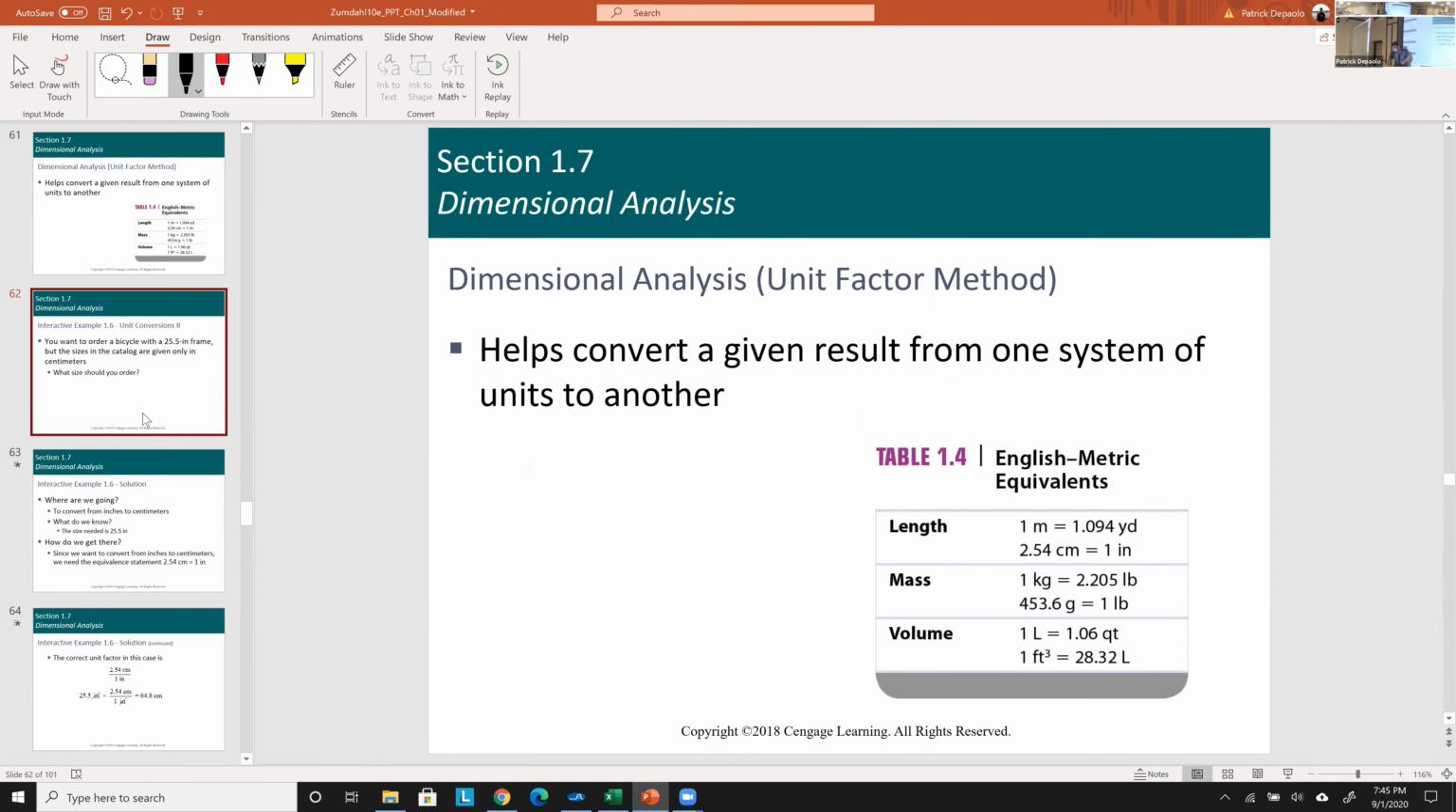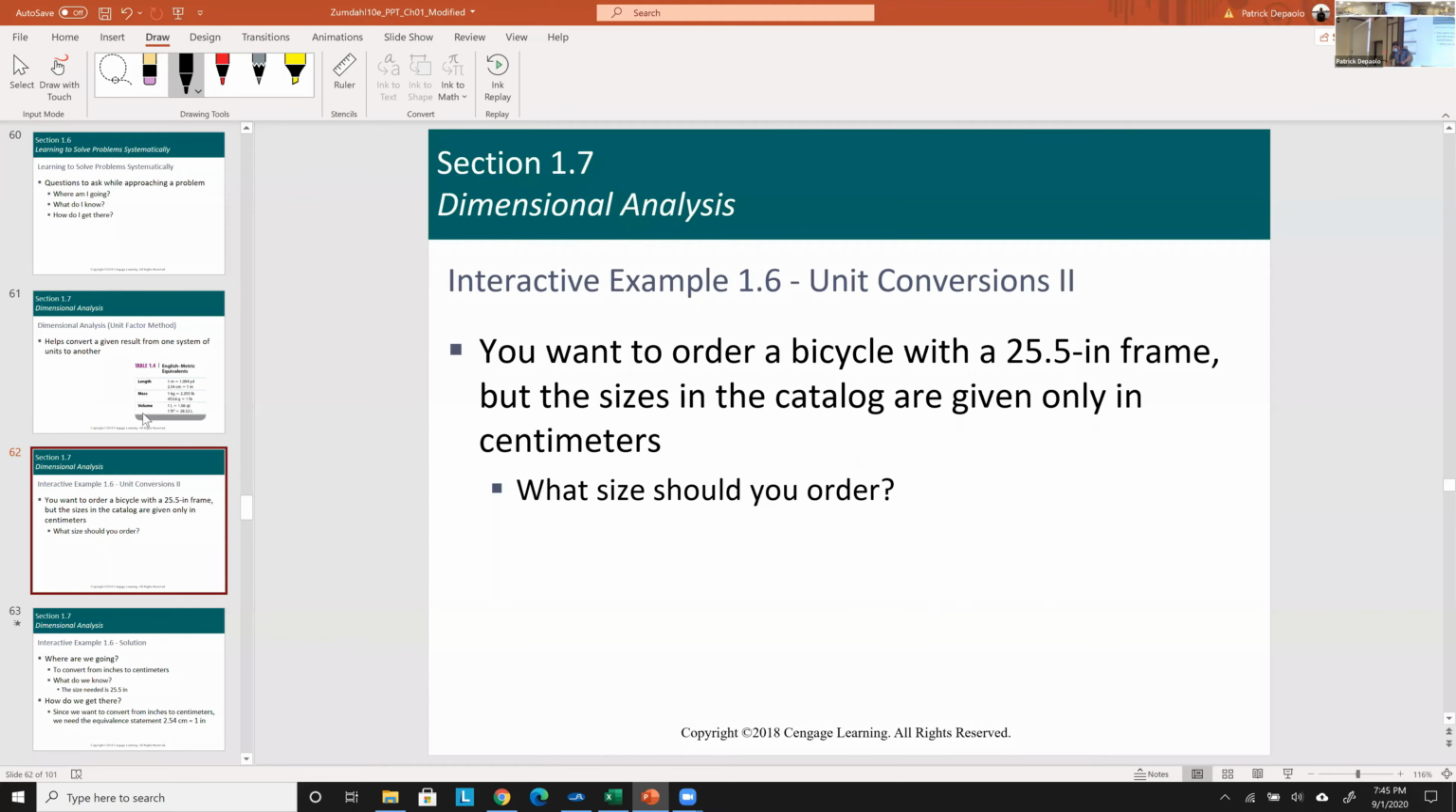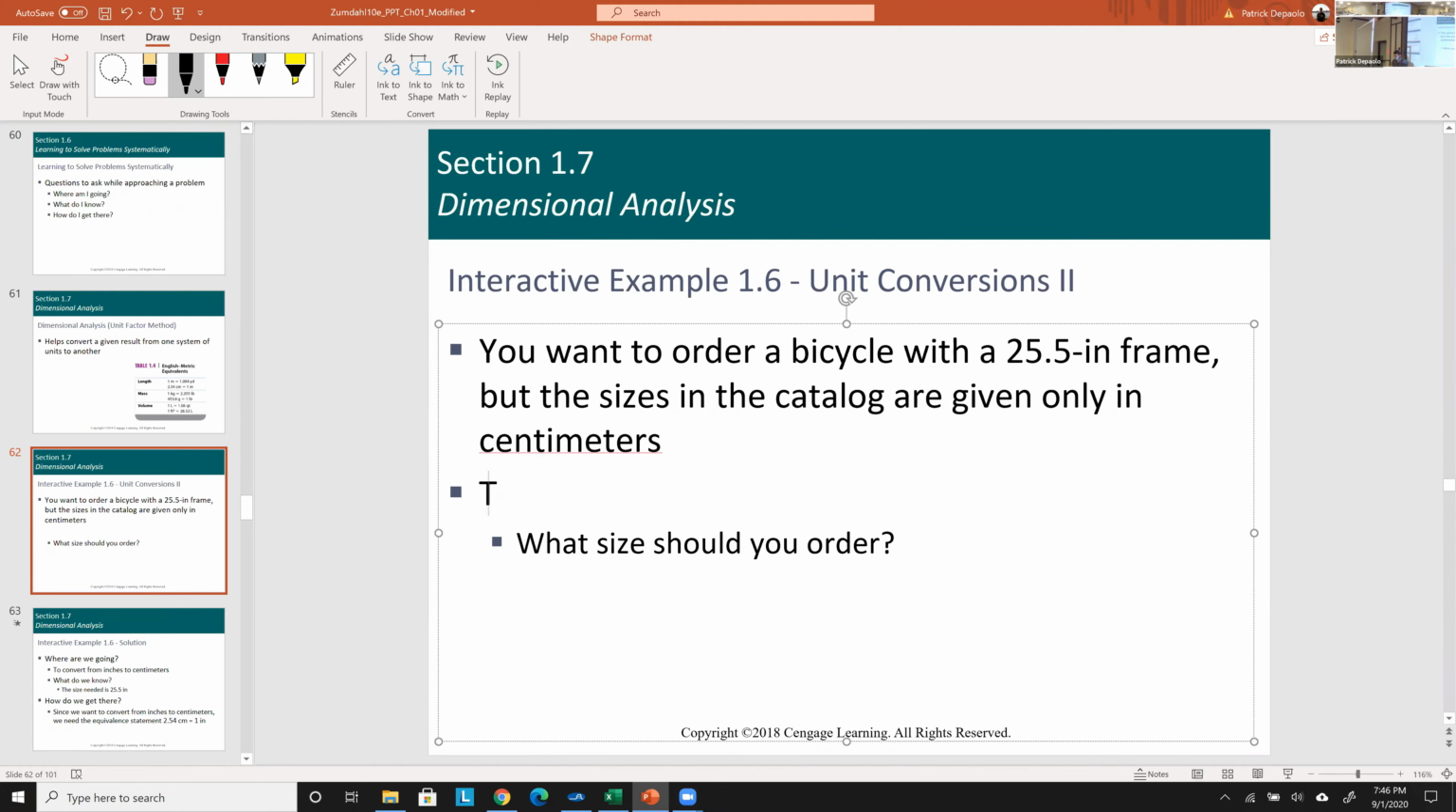Okay, so we're going to learn by example. So the first example we're going to do is this one. You want to order a bicycle with a 25.5-inch frame, but the sizes are only given in centimeters. What should you order? Basically, it's asking you to convert from inches to centimeters. Now, a general tip for any unit conversion problem is to write down conversion factors.